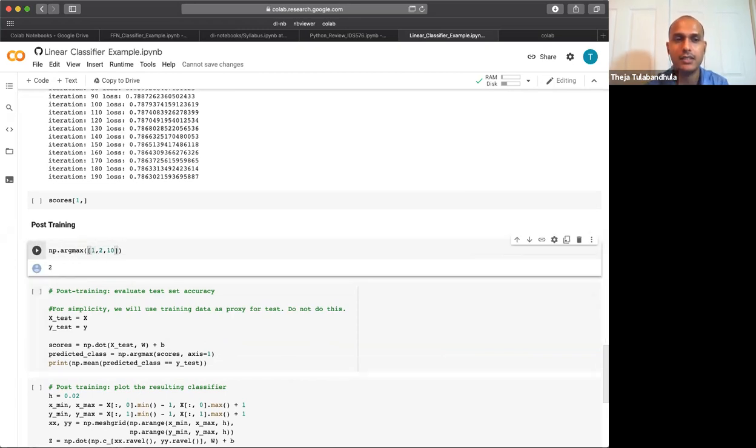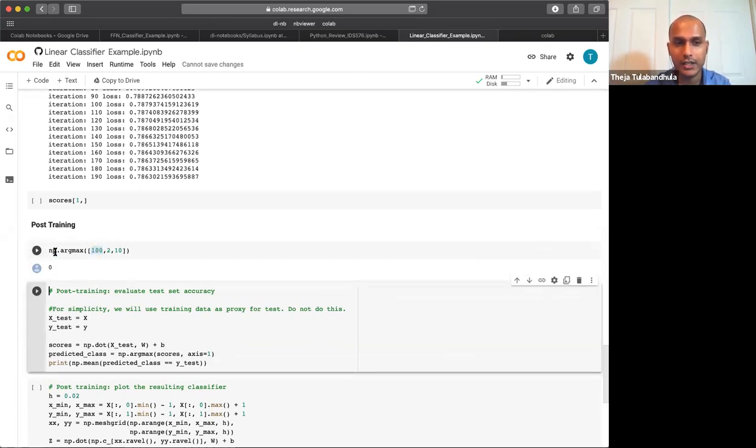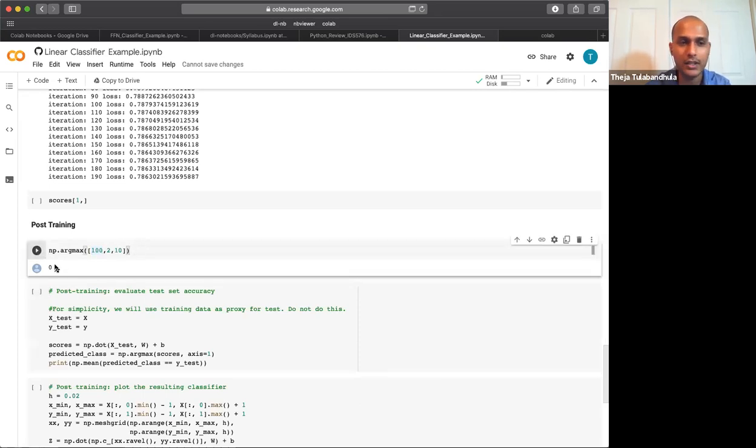But what if I change the first coordinate to be 100? Now argmax should be the index of that element which has the highest value. So the index of this number 100 is equal to 0. If I execute that cell, so you can execute by clicking on that or press shift and enter, you can see the index is 0. So that's what argmax is.